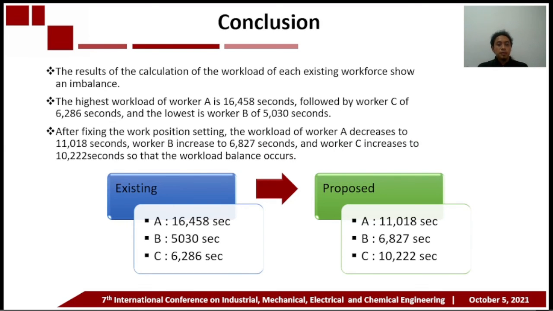In conclusion, the result of the workload calculation of each existing worker shows an imbalance. The highest workload is worker A at 16,000 seconds, followed by worker C at 6,000 seconds, and the lowest is worker B at 5,000 seconds. After fixing the work position setting, the workload of worker A decreased to 11,000 seconds, worker B increased to 6,000 seconds, and worker C increased to 10,000 seconds. So the workload is balanced.